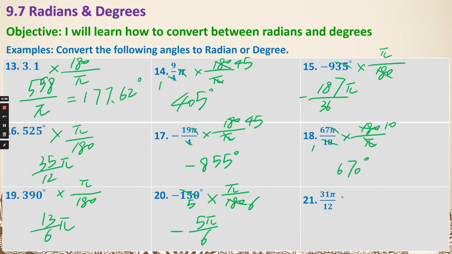21. 180 over pi. Pi is gone. Divided by 12, that's 1. Divided by 12, that is 15. So it's basically 31 times 15, which is 465 degrees. That's number 21. Moving on.